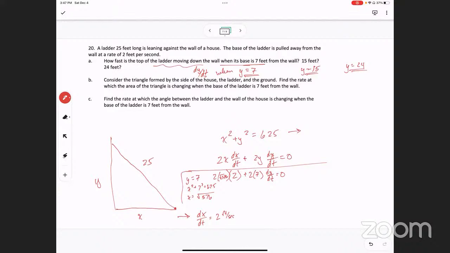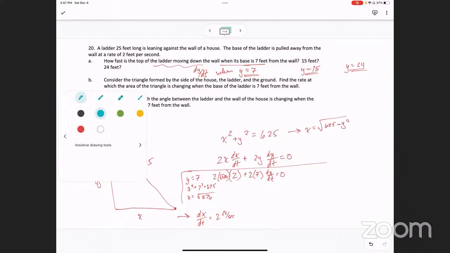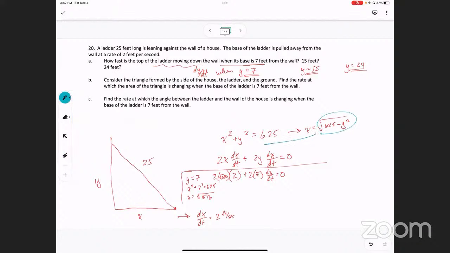Yeah, solve it for x. So x equals the square root of 625 minus y squared. And then you can plug that in. This is what they were doing, if you just want to do it that way. And I'll show you how you can use your calculator nicely to do this. Now what you can do is solve for dy/dt.